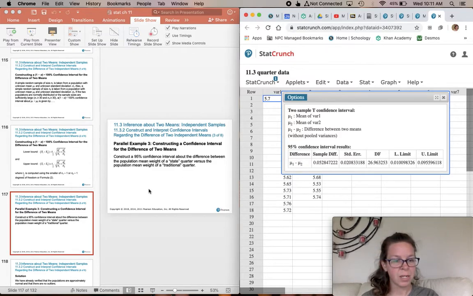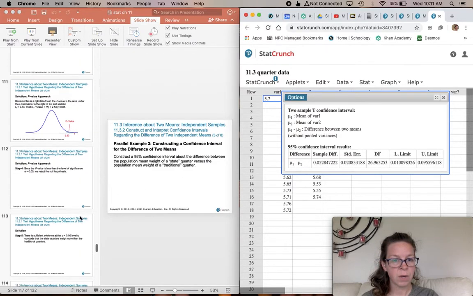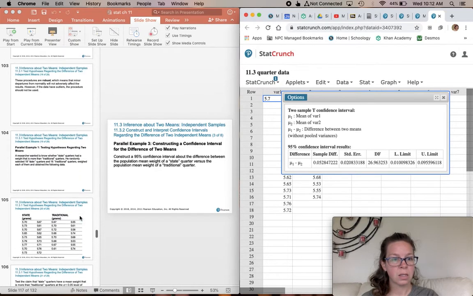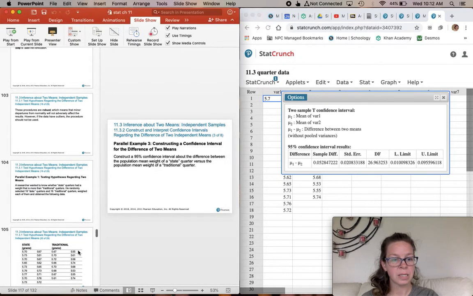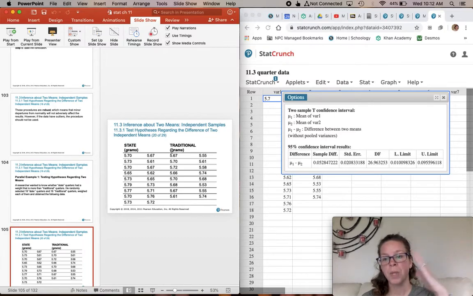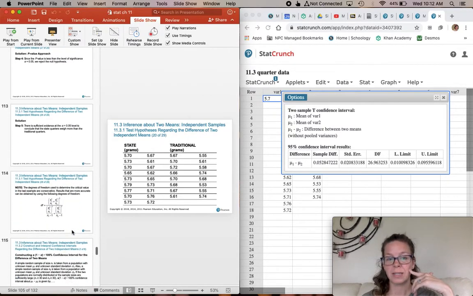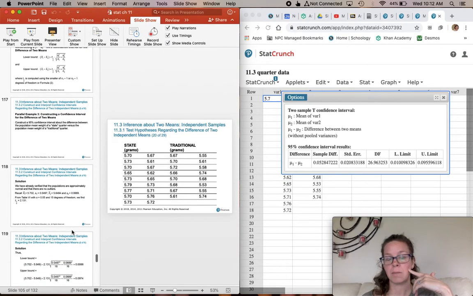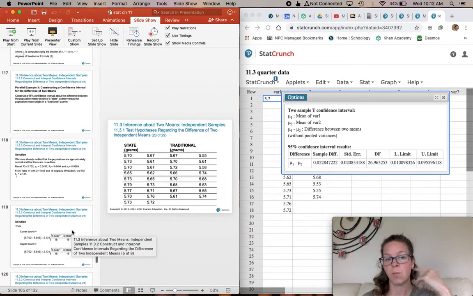And I think these are measuring in grams. I don't know if it ever actually said. Let's see. Oh yeah, it says in this chart right here that we're measuring in grams. So it is 95% confidence that the state quarters are between 0.01 gram and 0.1 gram heavier. That's not a lot. So I don't think I'm going to notice a difference in my pocket or my purse if I have more state quarters than traditional quarters.